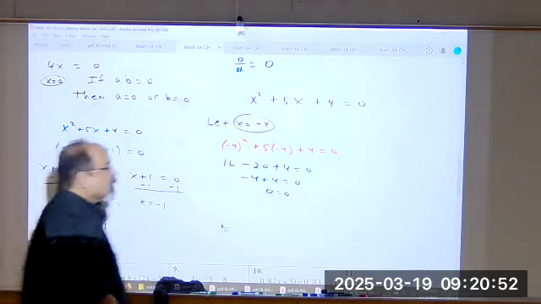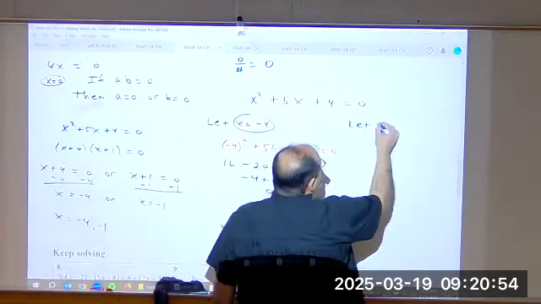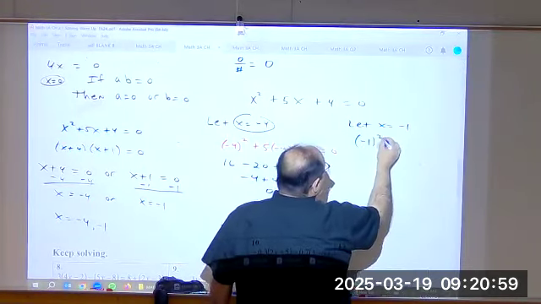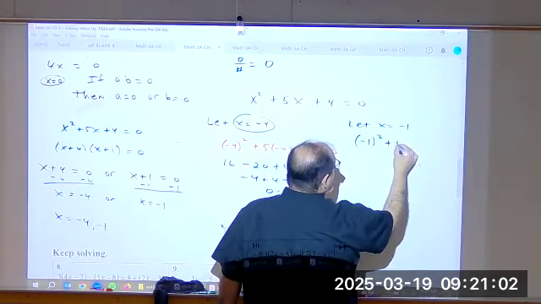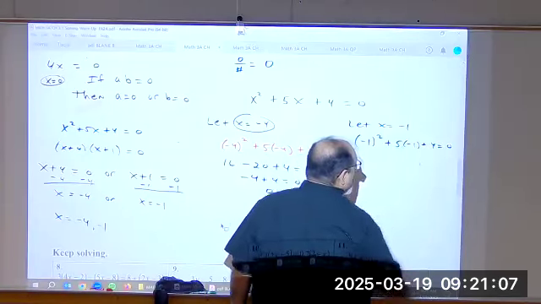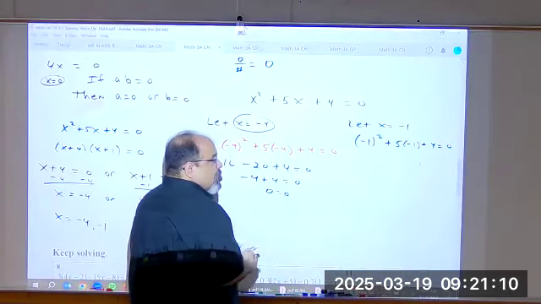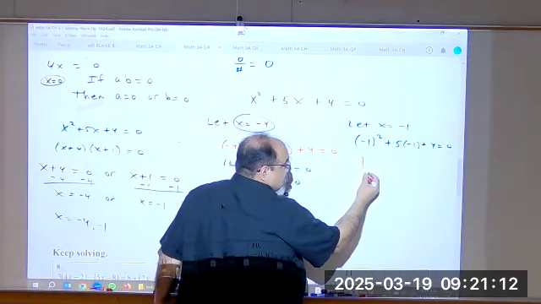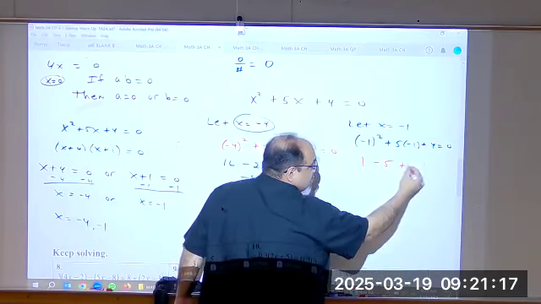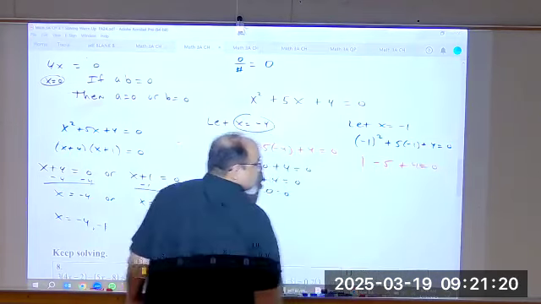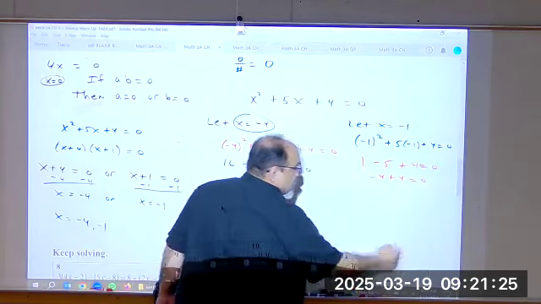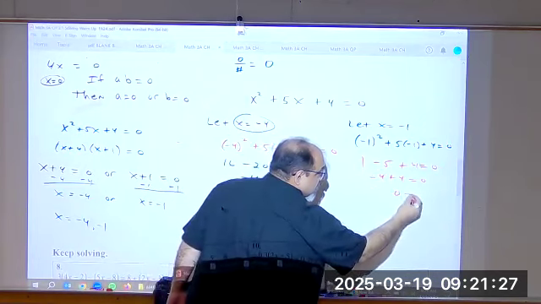And if I plug in negative 1, so we get parentheses negative 1 squared plus 5 times negative 1 plus 4 equals 0. So we get positive 1. 5 times negative 1 is negative 5 plus 4. Supposed to be 0. 1 minus 5 is negative 4 plus 4. Negative 4 plus 4, we get 0 equals 0.